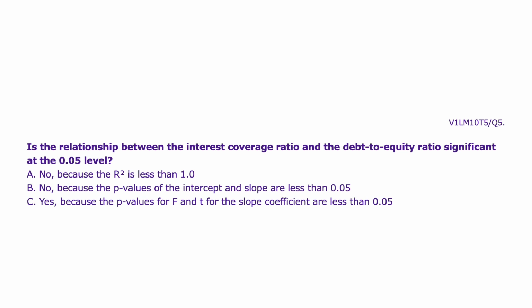Is the relationship between the interest coverage ratio and the debt-to-equity ratio significant at the 0.05 level? A. No, because the R squared is less than 1.0. B. No, because the p-values of the intercept and slope are less than 0.05. C. Yes, because the p-values for F and t for the slope coefficient are less than 0.05.